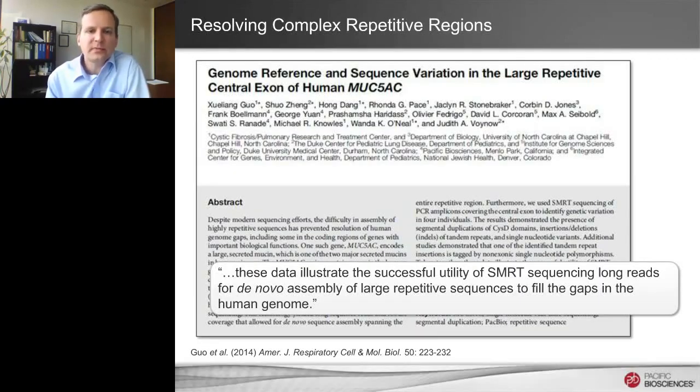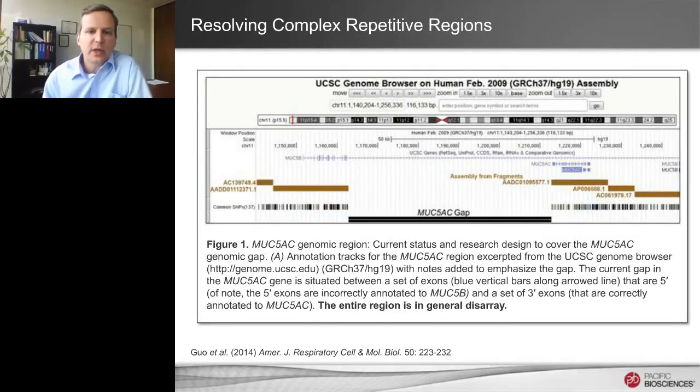At about the same time, this paper was published by Wanda O'Neill and colleagues looking at a gene that's related to the MUC1 gene, that's MUC5AC, implicated in cystic fibrosis, in lung cancer, in respiratory diseases. The paper describes the successful utility of SMRT sequencing long reads for de novo assembly of large repetitive sequences to fill the gaps in the human genome. The central exon of MUC5AC had never been sequenced, not even as part of the Human Genome Project. Figure 1 of the paper shows that there is a large, about 50,000 base gap in the human genome reference.